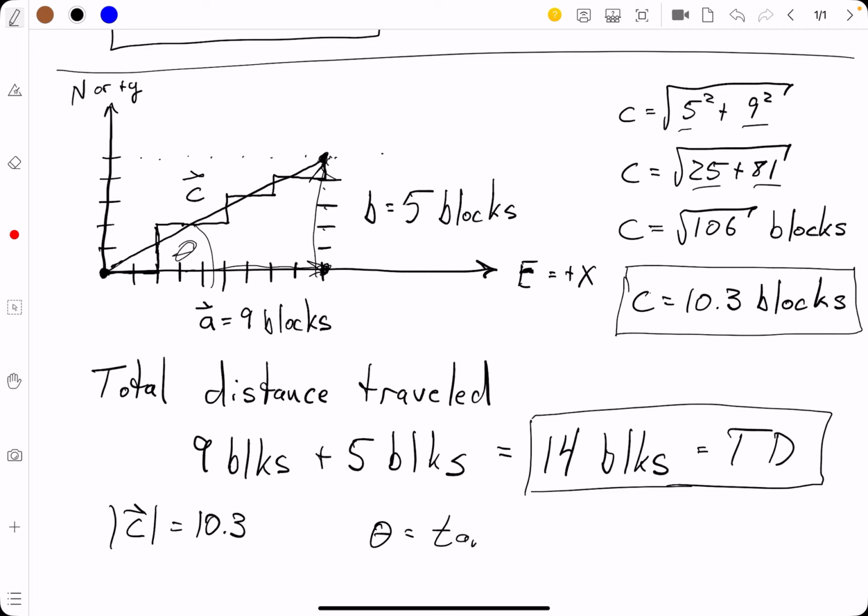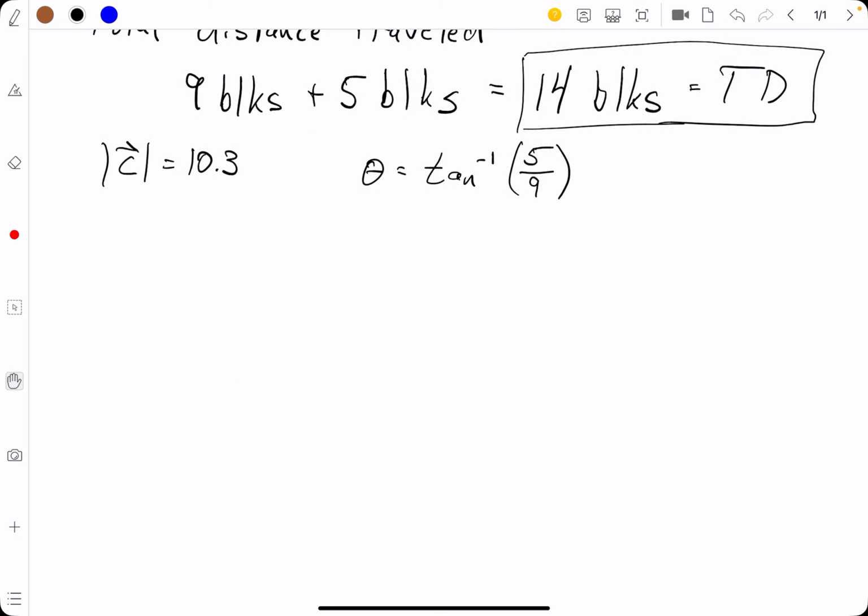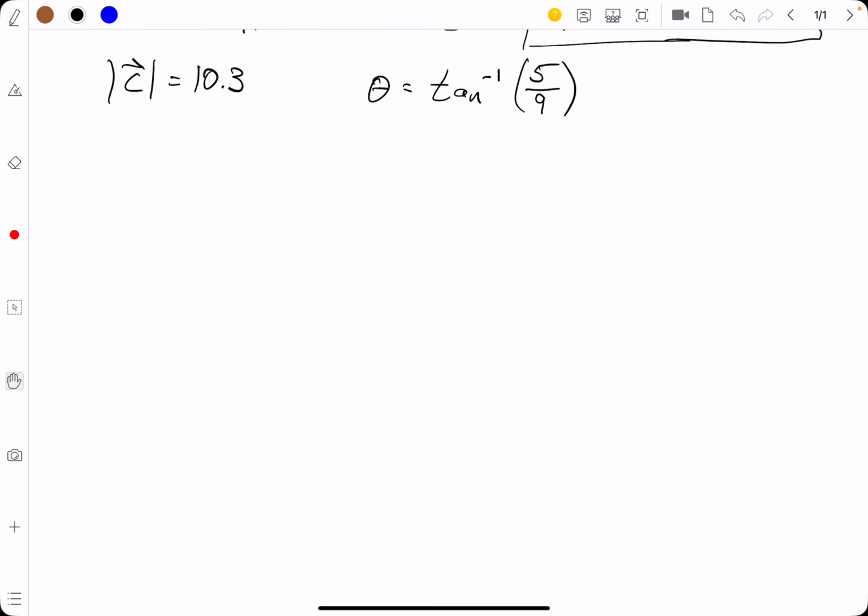Theta is going to be the arctangent of 5/9. Okay, I don't know what that is. I didn't figure it out. You guys can do that. But the point is, it's independent. You only went 5 blocks north. You only went 9 blocks to the right. These are independent things.